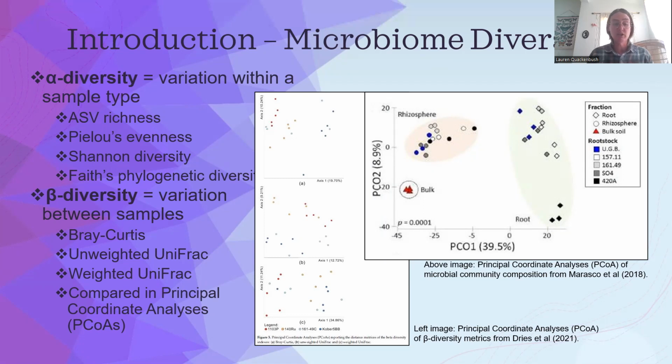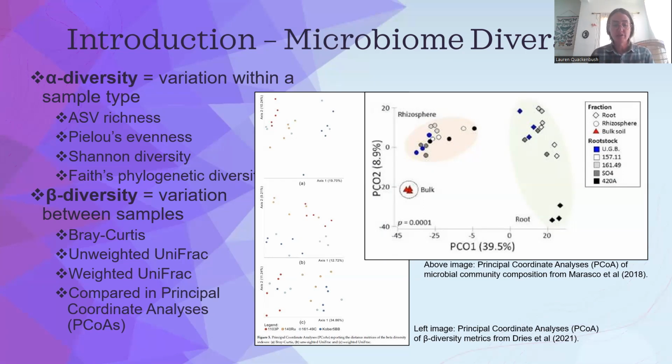The alpha diversity metrics I'm including in my research are ASV richness, Pielou's evenness, Shannon diversity, and Faith's PD. The beta diversity metrics I'm including are Bray-Curtis, weighted unifrac, and unweighted unifrac. The beta diversity results will be given dissimilarity distance coordinates and then plotted in a principal coordinate analysis matrix like the ones you see on this slide.